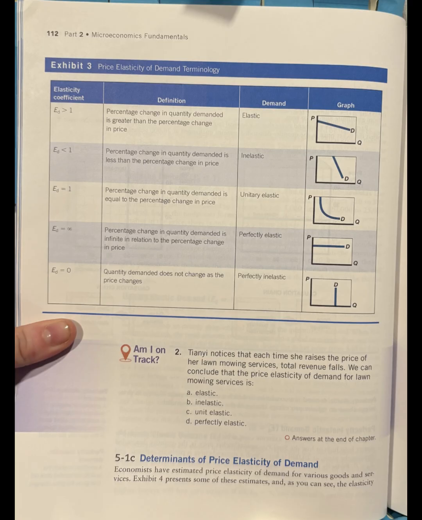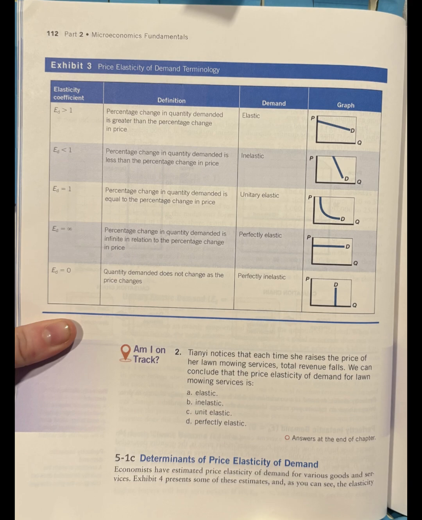ED equals 1. Percentage change in quantity demanded is equal to the percentage change in price. Unitary elastic. ED equals infinity. Percentage change in quantity demanded is infinite in relation to the percentage change in price. Perfectly elastic. ED equals 0. Quantity demanded does not change as the price changes. Perfectly inelastic. Am I on track?